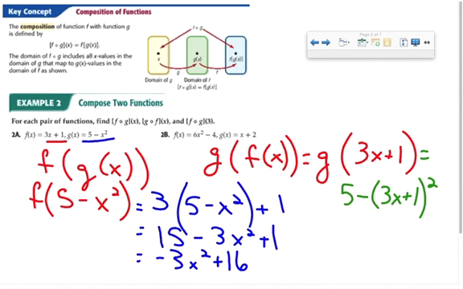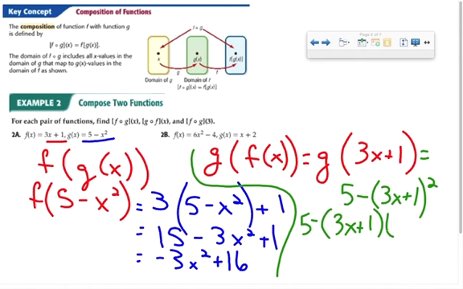And what you want to be mindful of here is do not just square the 3x and square the 1 and think that you're fine and dandy. Remember what it means to square something. You're multiplying it by itself. So that is 5 minus the quantity 3x plus 1 times the quantity 3x plus 1. And hopefully, as you see those two binomials in parentheses next to each other, you realize, oh yeah, FOIL. So we have to FOIL that.